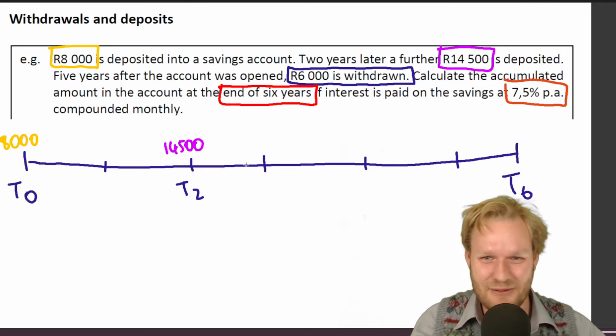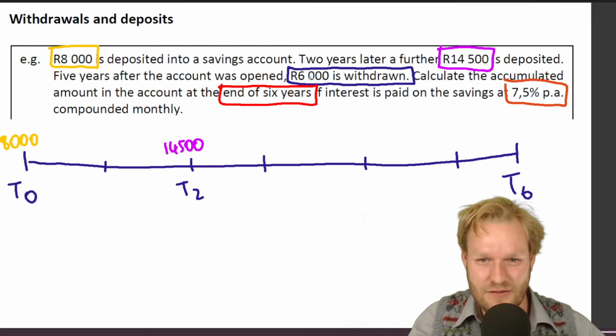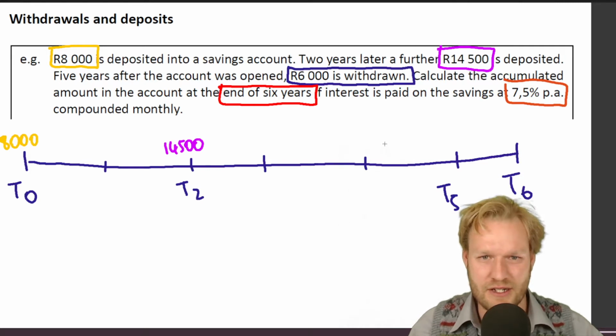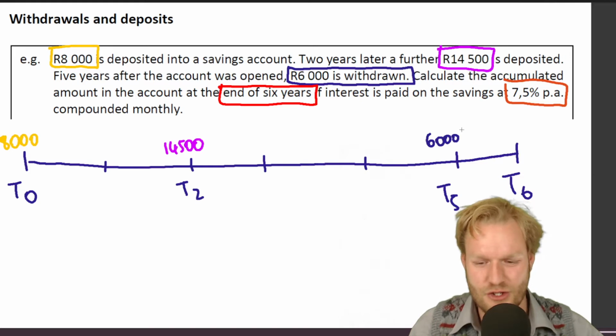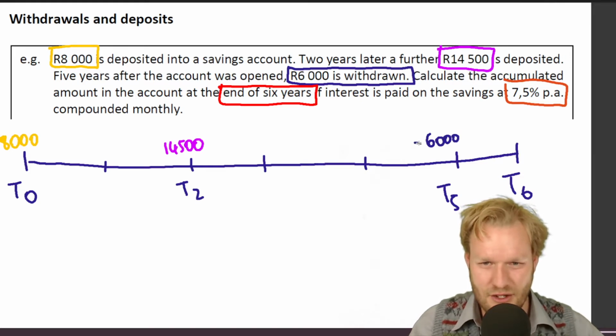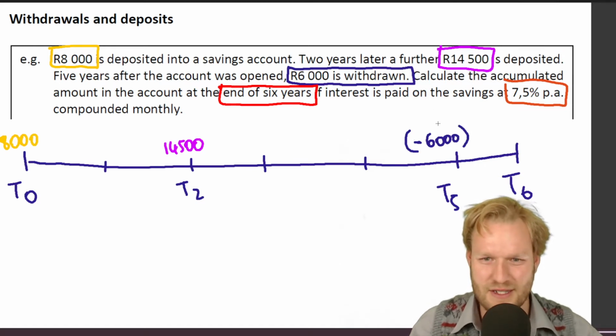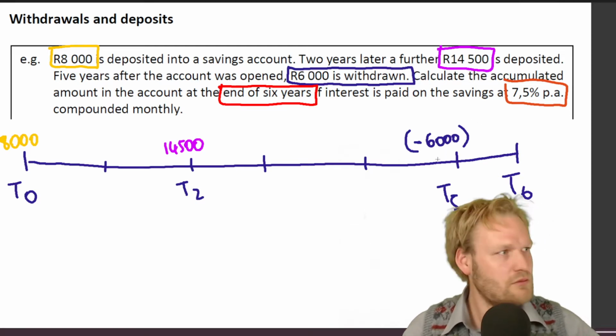Then 5 years after the account is opened, so 2, 3, 4, at T5, 6,000 Rand is withdrawn. So we're going to take out 6,000. Now, there are two different ways we sometimes show this. Either you can put a minus 6,000, or sometimes people put 6,000 in brackets, or you maybe combine that. The point is we want to somehow show that we're withdrawing 6,000 Rand. So there's our 6,000.